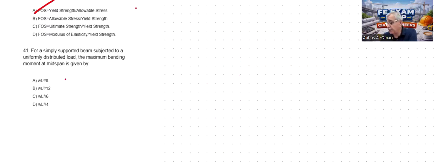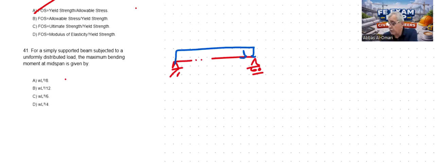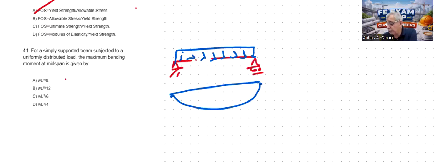So if we have a simply supported beam, for example, it has a uniformly distributed load over its length. The moment diagram is going to look like this. This is the moment diagram. It is 0 here, and maximum at L over 2. Now the maximum moment is W L square over 8.